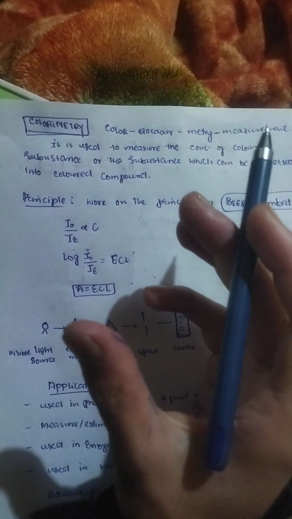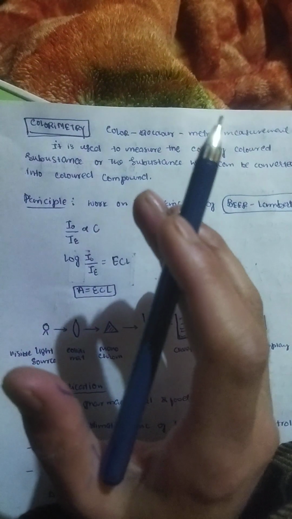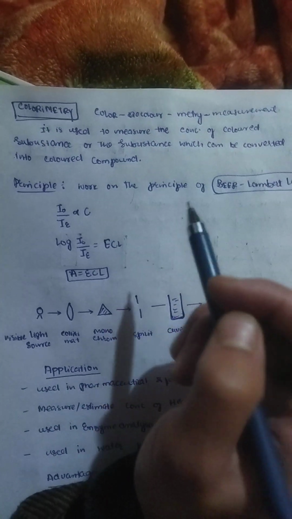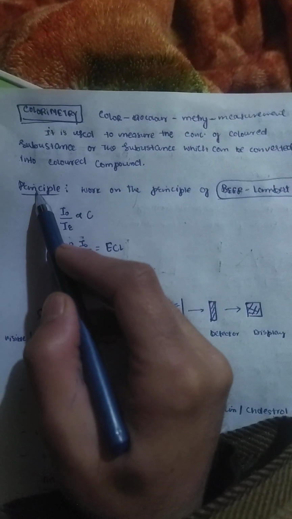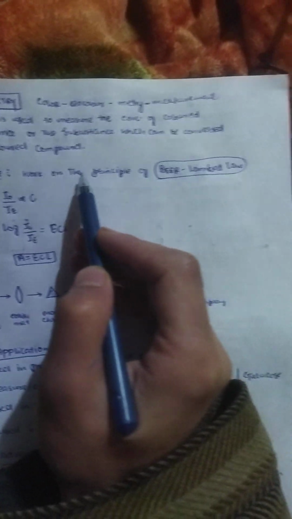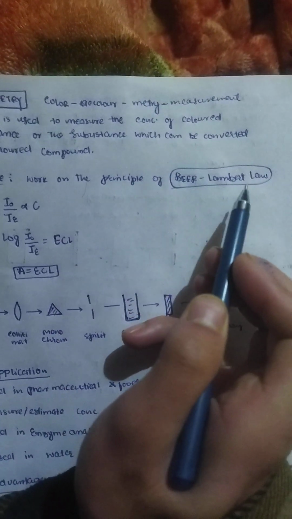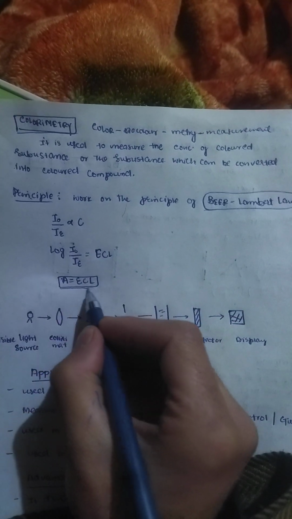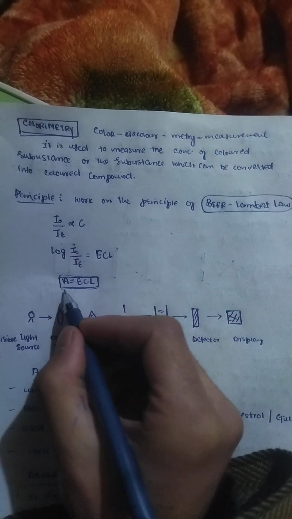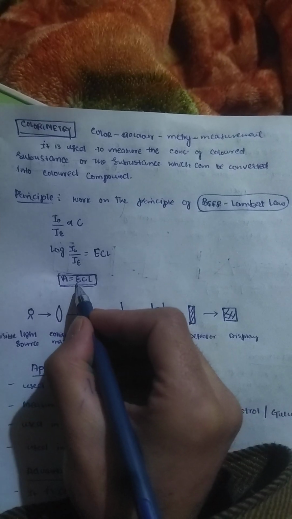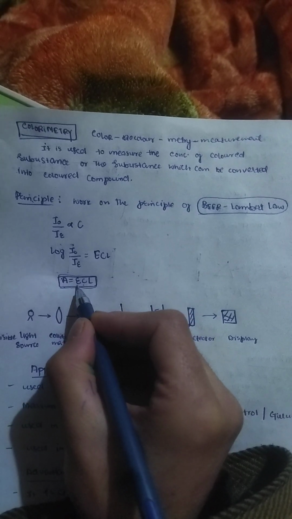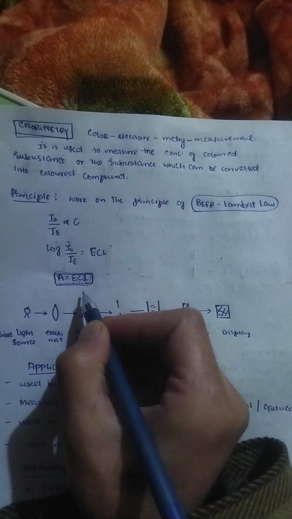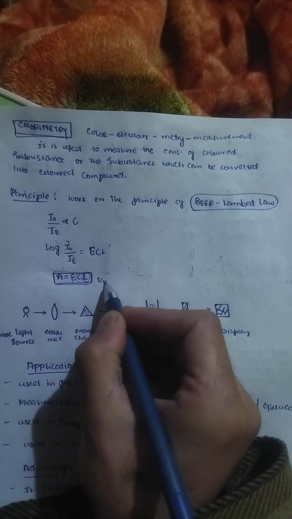In this, what we do, we measure the concentration of the colored substances by passing light through them. First, we will look at the principle on which colorimetry works. It works on the principle of Beer-Lambert's law. First, we have this equation, and finally, we get this, where A is absorbance, E is molar absorptivity, C is the concentration of the substance, L is the length of the cuvette, which is usually 1 centimeter.